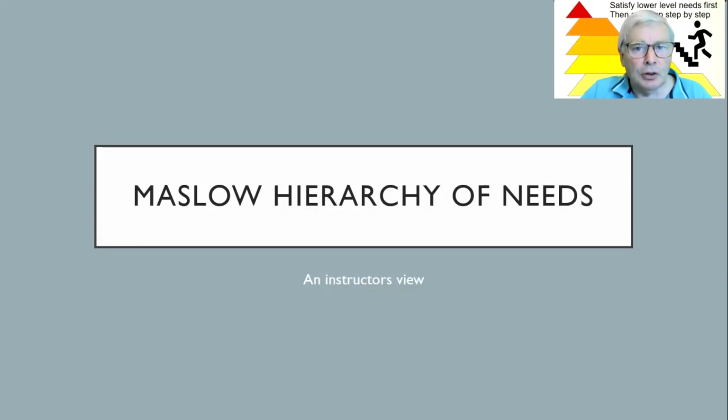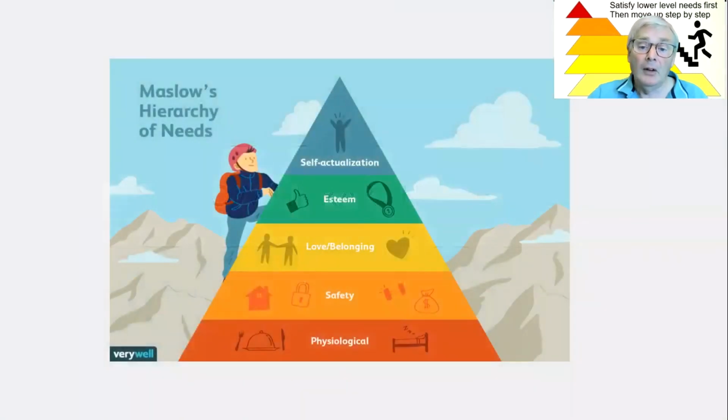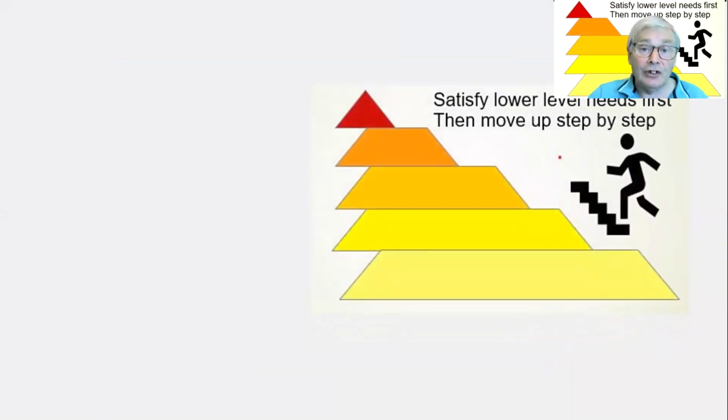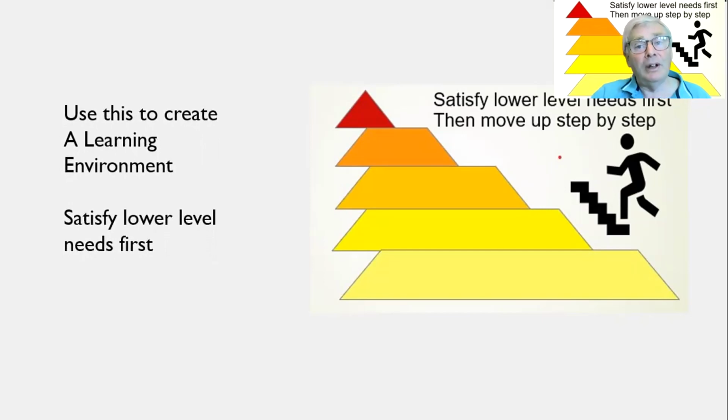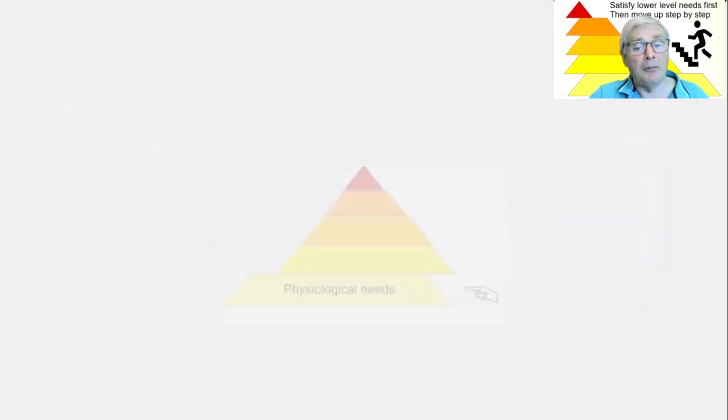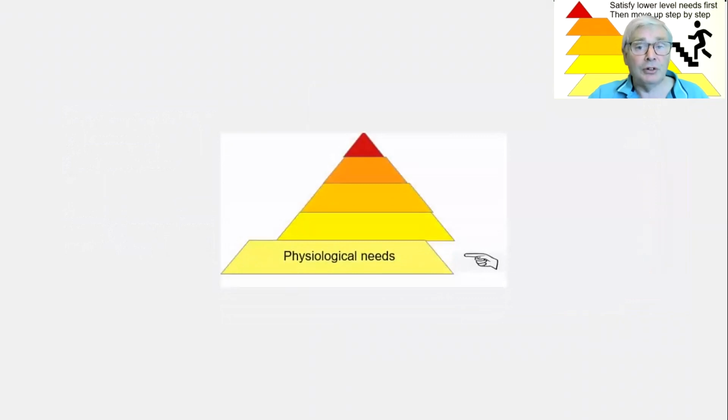So now let's look at how we can use Maslow's hierarchy of needs to help us create a good learning environment for our pupil. The hierarchy is a very simple idea, and you can treat it like a ladder. We're starting at the base and working our way to the top, and we need to satisfy the lower needs before we can satisfy the higher needs above them. So first we start at the base, and we'll look at physiological needs.